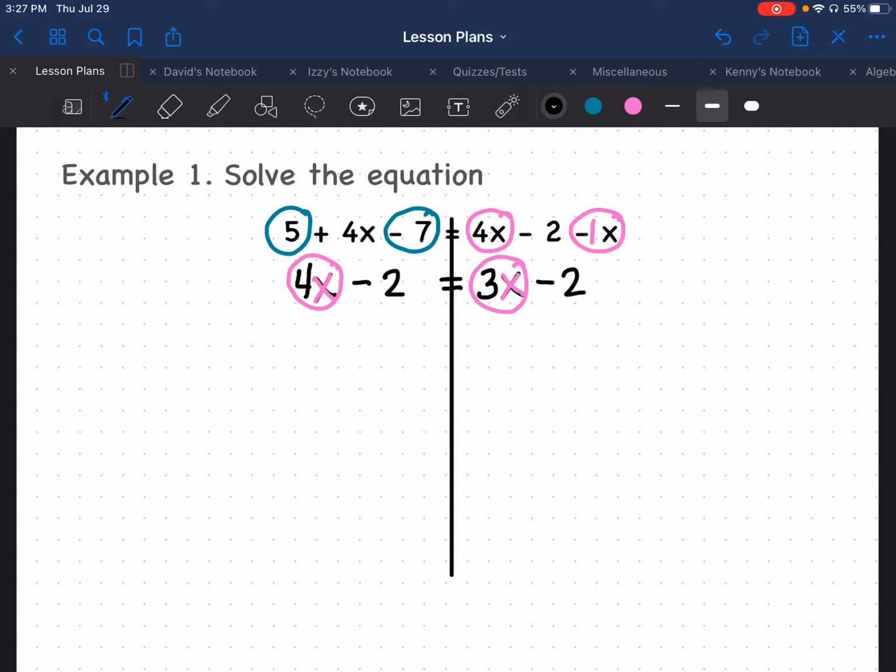Well, 3 is smaller than 4, so I'm going to take the 3 and move it over here, and I'm going to do that by doing the opposite. So minus 3 and the x. The x always has to tag along with that 3 because I'm not just moving the 3, I'm moving the whole term, 3x. There we go. Now I'm going to subtract 4 minus 3. That is 1x.